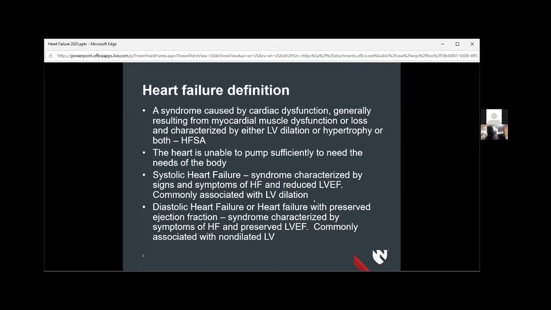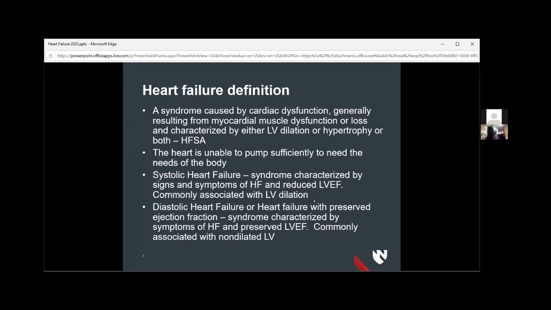When we talk about the medical diagnosis, and you'll see these in our charts and documentation, you're either talking about systolic or diastolic heart failure. So systolic heart failure is caused by a reduction in the left ventricle being able to squeeze blood, and you will see a reduction in the ejection fraction. And normally on echo, you'll see that this heart is dilated.